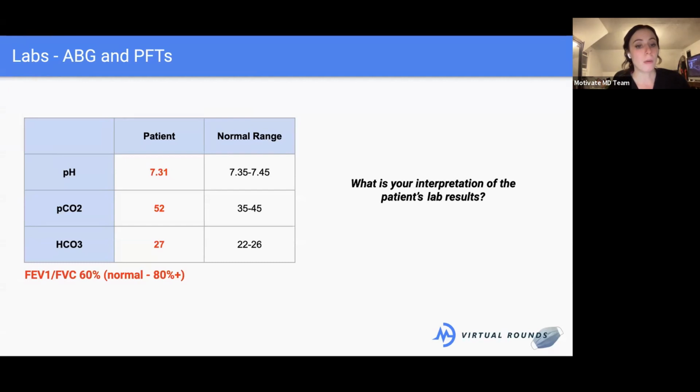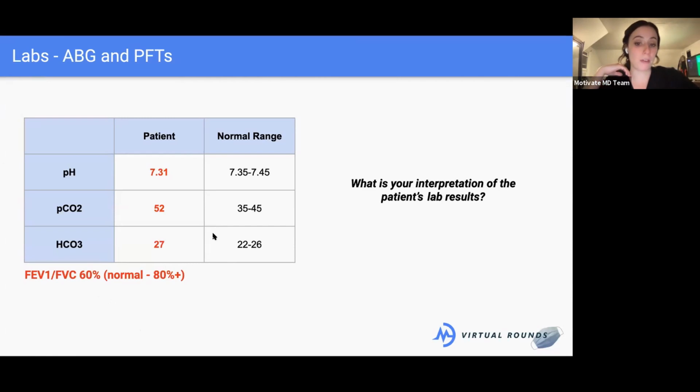This guy is having trouble breathing out, right? He's got some sort of obstructive process. So what's happening is he's retaining that acid, causing the pH of his blood to drop to 7.31. That's why we also see the high CO2, because he's retaining that CO2. And with the bicarb, when you can't get your CO2 out, your kidneys start to compensate by making more bicarbonate. And so that's why you see his bicarbonate raised up a little bit.